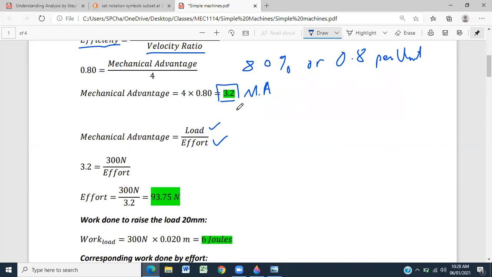Okay. Plugging that into our formula, with the load we're trying to lift, we get 3.2 is equal to 300 Newtons divided by the effort. Solving for the effort, we get the effort is equal to 300 Newtons divided by 3.2, which is equal to 93.75 Newtons. That's the effort. Now, any questions so far up to this point?